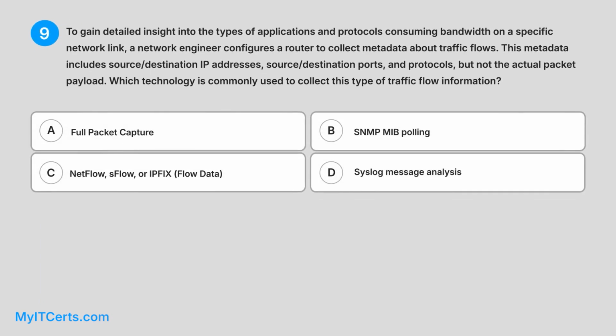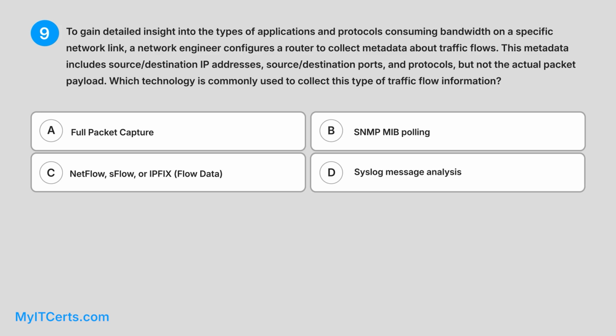9. To gain detailed insight into the types of applications and protocols consuming bandwidth on a specific network link, a network engineer configures a router to collect metadata about traffic flows. This metadata includes source, destination IP addresses, source, destination ports, and protocols, but not the actual packet payload. Which technology is commonly used to collect this type of traffic flow information?